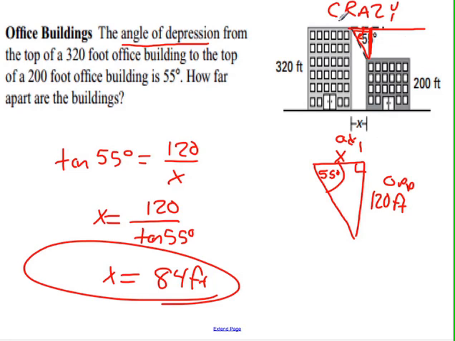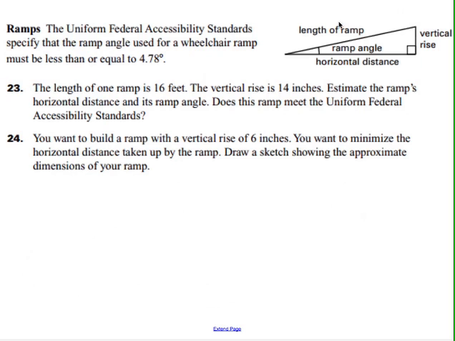So if someone was to jump from this building to the other building, not only do they have to go 120 feet down, they also have to go 84 feet over, and that's why I say that's crazy. Next, we're talking about the Uniform Federal Accessibility Standards.